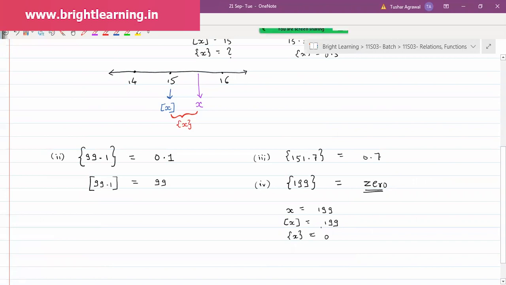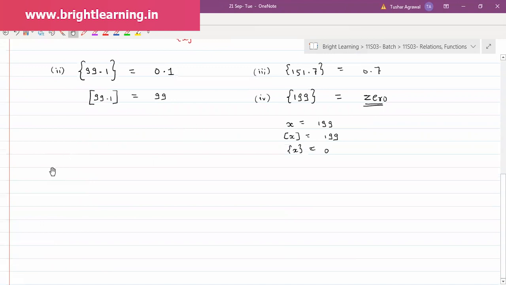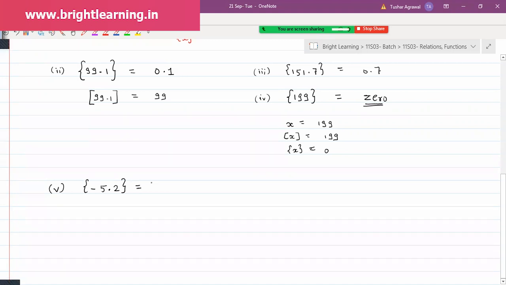Okay. So now positives, nobody will have any doubts. Negatives, there is a high probability that you will commit a silly mistake. Tell me what will be the fractional part of minus 5.2. Give your answers in the chat box.